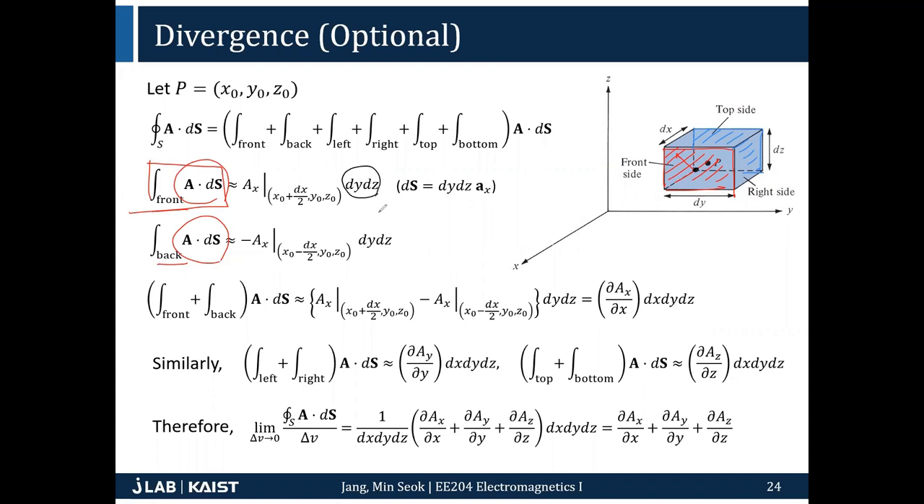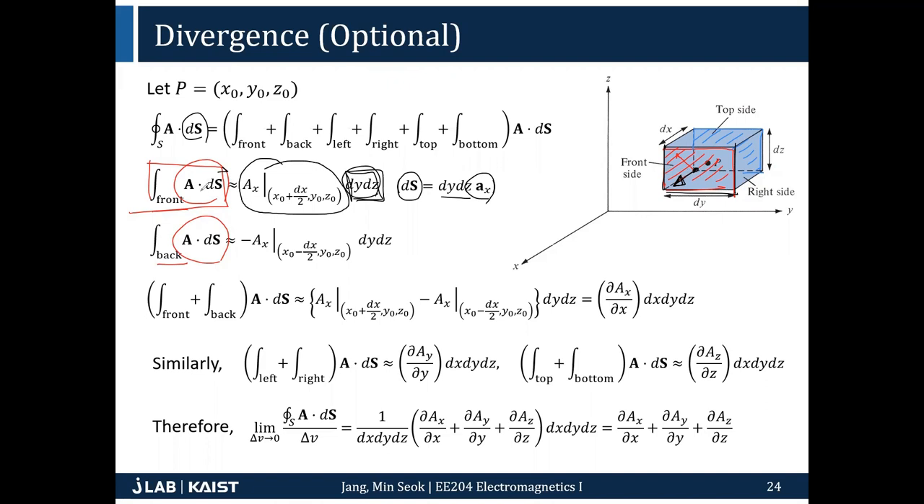So the area amount is dy dz, right? The area is given. And then dS, again, is a vector, an infinitesimal surface vector. And as I said before, the direction of the surface is always from inside to outside. So the direction of the front side is in the positive x direction. And of course, the direction of the back side would be the negative x direction. And then you have to evaluate A at the center of the surface.